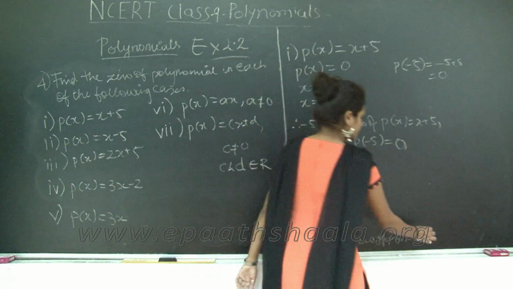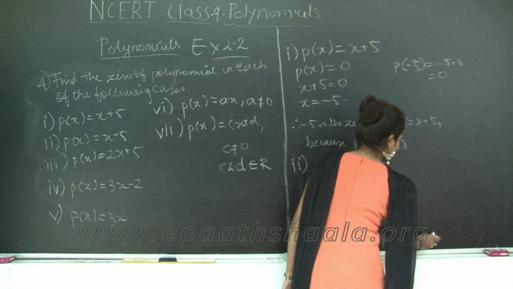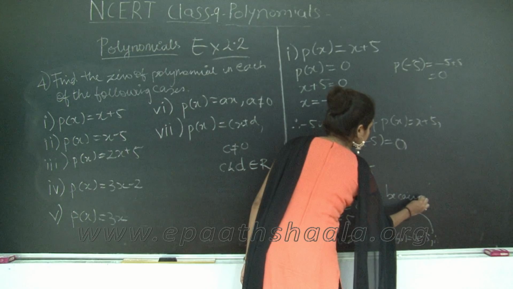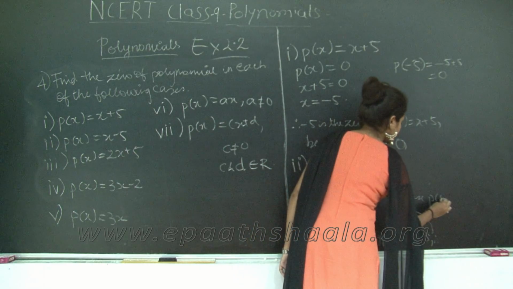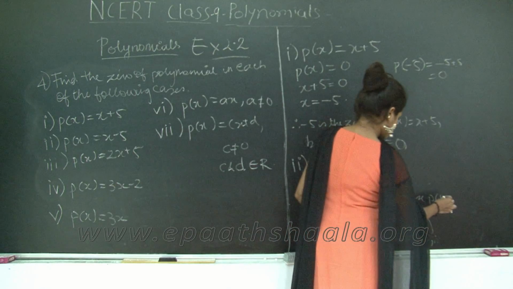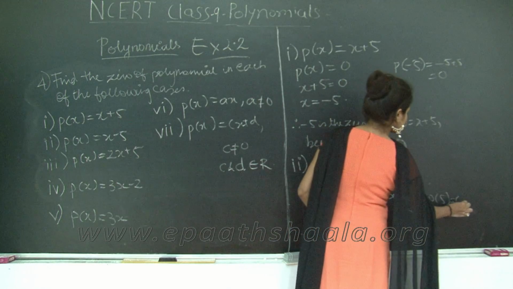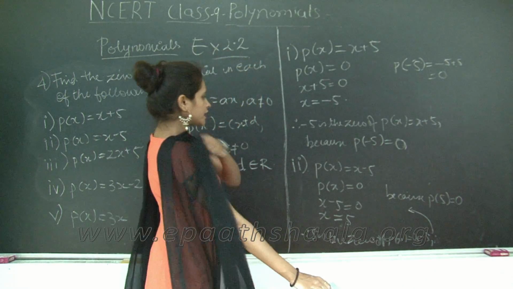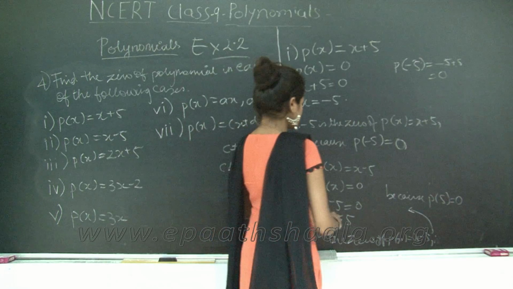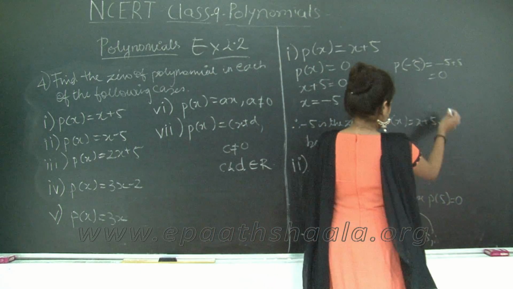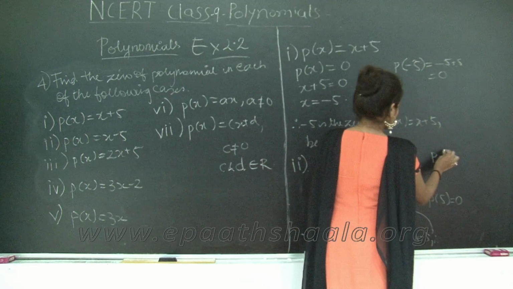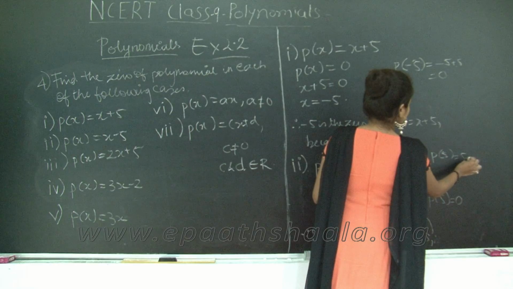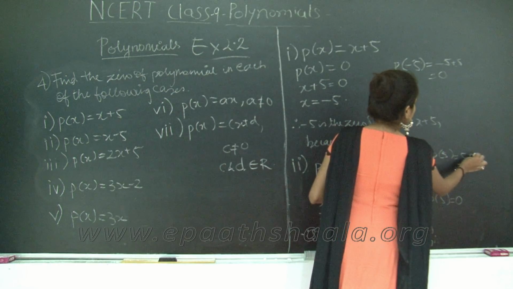Because p of 5 gives me 0. So are we clear? You can even verify this if you want. Let's verify it. Substitute x is equal to 5 in this expression, p of 5 is equal to 5 minus 5, which is equal to 0, right?